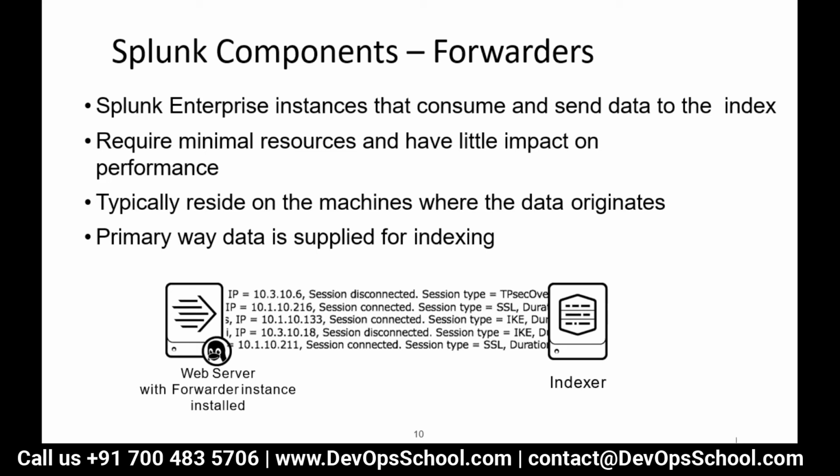Now, forwarders typically reside on the machines where the data originates. Understand that: on the host machine where the data originates, where the log is being created, you should install the forwarders at that place only. This is the primary way data is supplied for indexing. So here, a web server with the forwarder instance installed parses the data and then sends it to an indexer. So this is the third component, the forwarder.